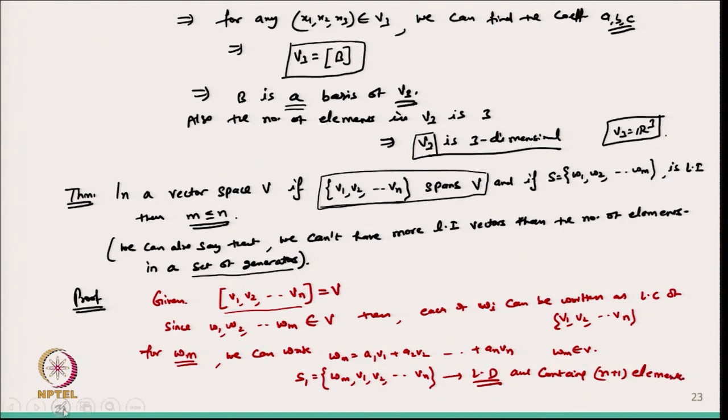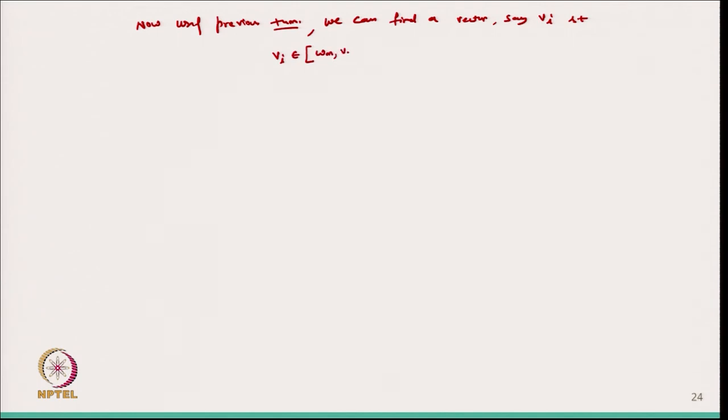So, that is there. Now, using the previous theorem, we can find a vector, say vi, such that vi belongs to the span of Wm, v1, v2, up to vi minus 1, as we have seen in the previous theorem, that we start with the first element and then keep going up till we get a vector which is a linear combination of the previous vectors. So, this theorem we are using here.